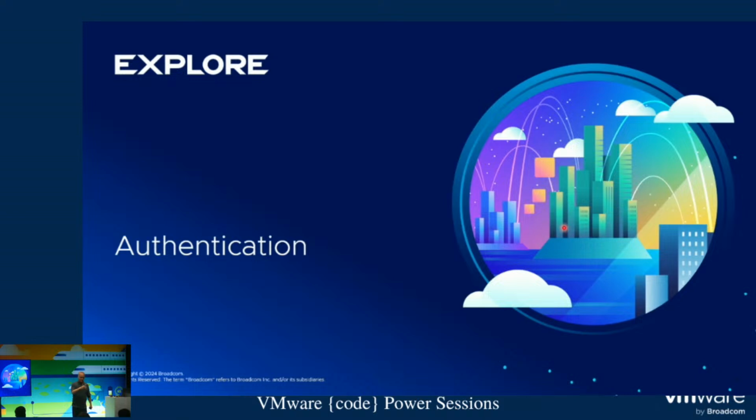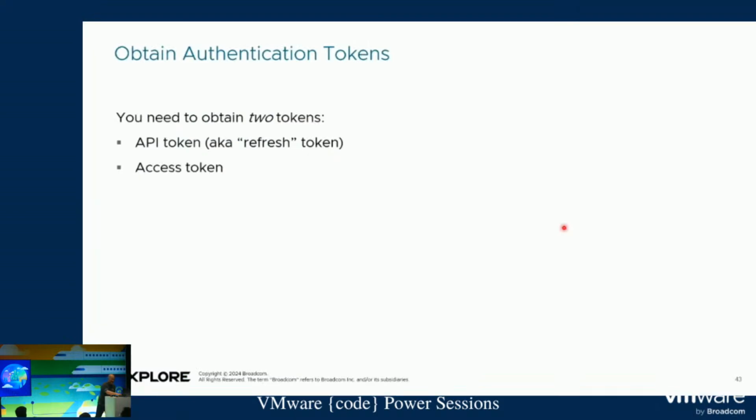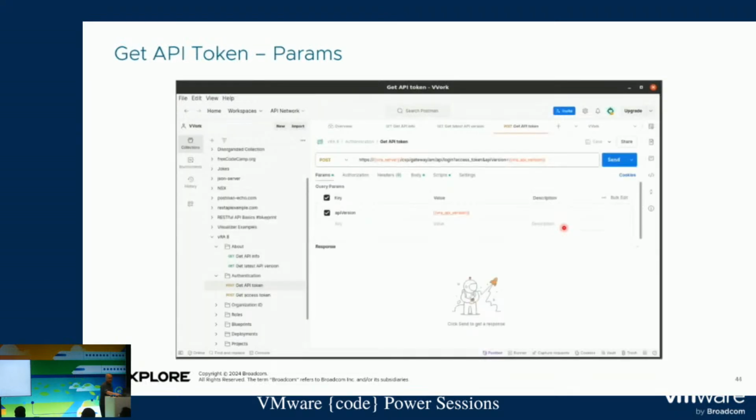That was an operation that does not require authentication. Most do. So to do authentication in VCF Automation, you need to get 2 tokens. One's called an API token. The next is called an access token. So again, in the collections that you can get by going to the video series I showed you, the first operation that we have here is going to get the API token.